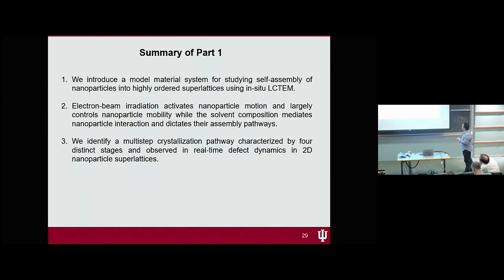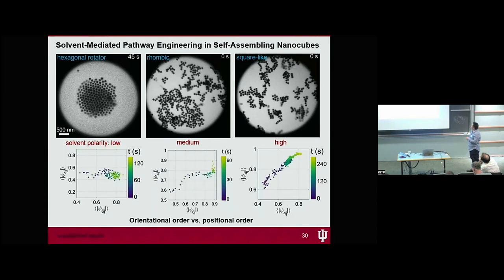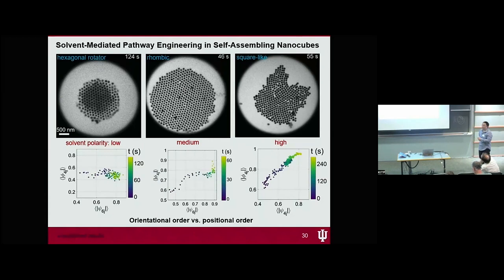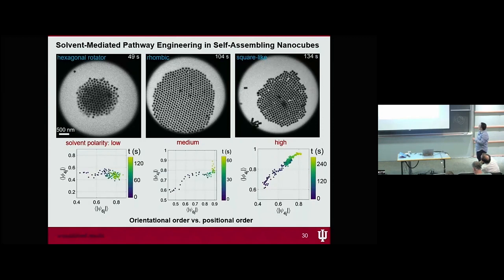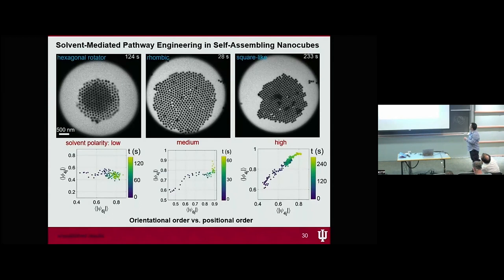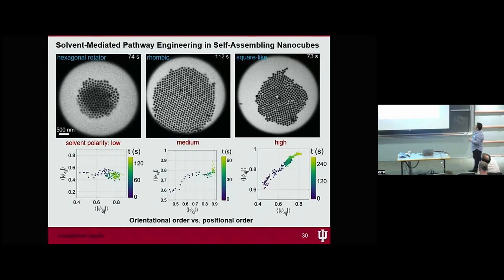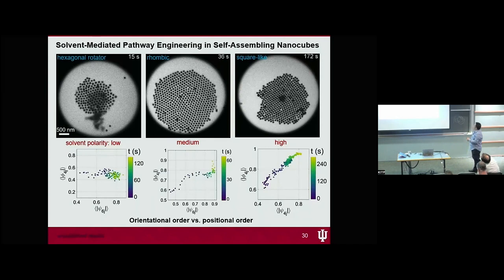Since this initial work, we have expanded this study to non-spherical nanoparticles. Here I show three movies where they are all using the exact same polymer grafted nanocubes. The only difference is the solvent polarity, going from left to right, low polarity to high polarity. And the key here is that as we make the interparticle attraction stronger, we can control the phase behavior from this hexagonal rotator phase to a more square-like phase.